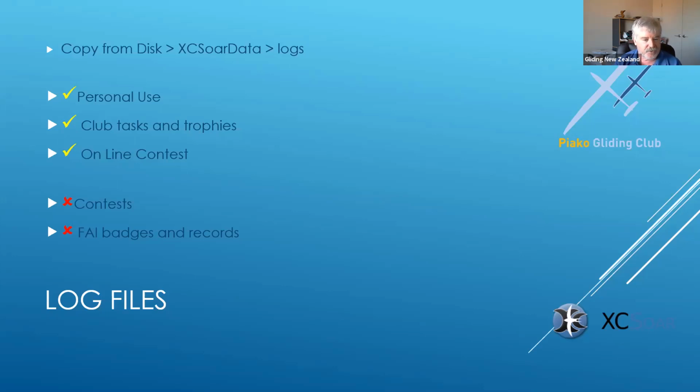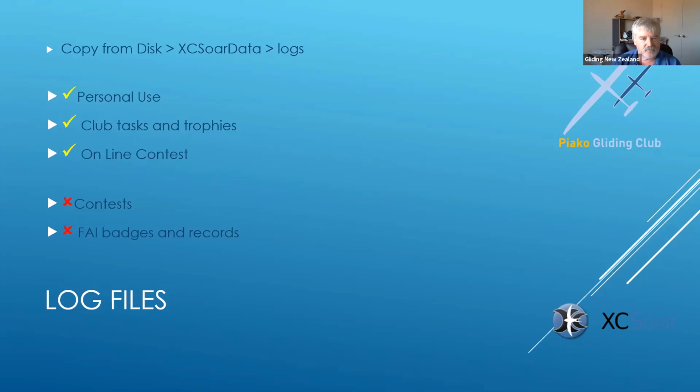So that gives you a very good way to participate in the online contest without having to buy an IGC logger. In theory, no good for contests. The rules are that you need a device which measures pressure altitude rather than just GPS. And also no good for FAI badges and records. So if you don't have an IGC approved recording device, then you'll never get it through Edward. But otherwise, your log file is there.